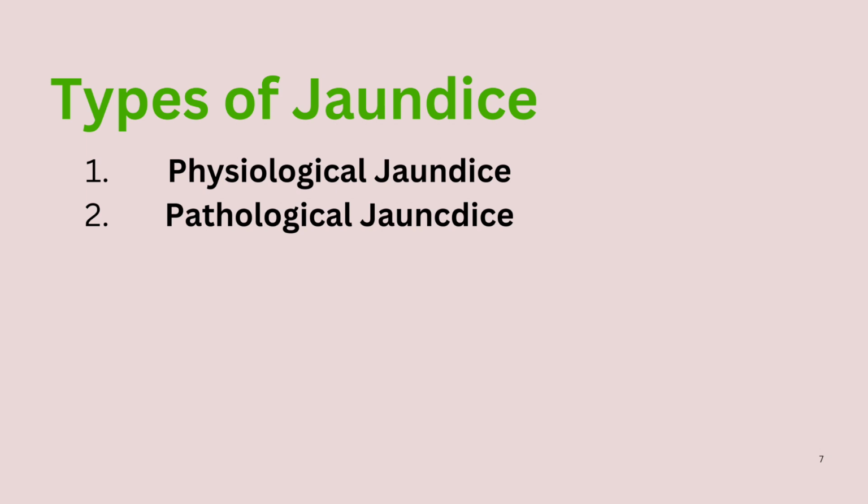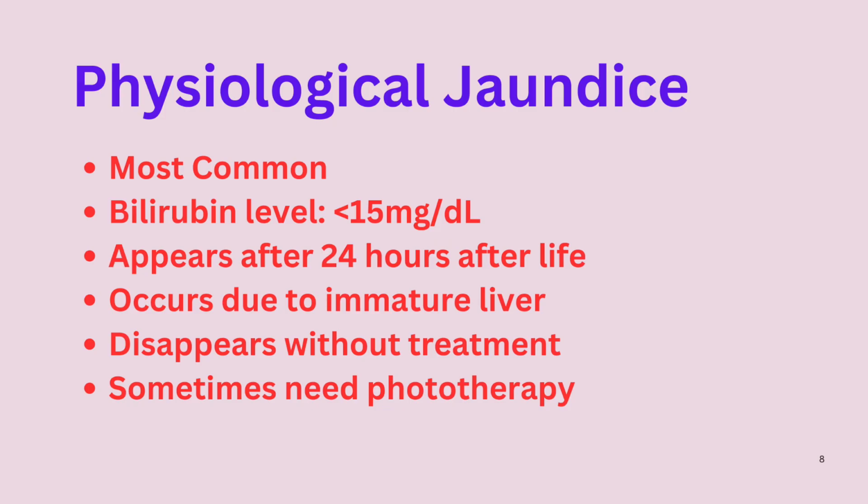Mainly, there are two types of jaundice. One is physiological jaundice, second one is pathological jaundice. First one is physiological jaundice. Physiological jaundice is the most common type of jaundice. Here, bilirubin level will be less than 15 mg per deciliter, and this type of jaundice occurs after 24 hours of life or birth. It occurs due to immature liver.